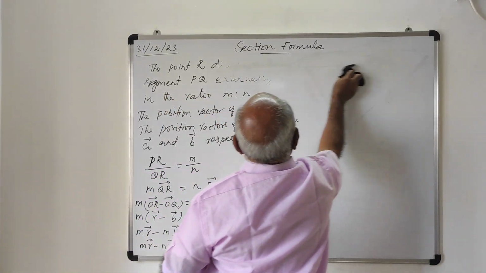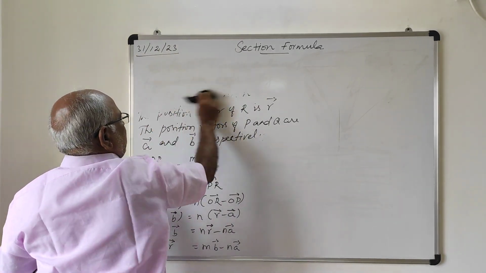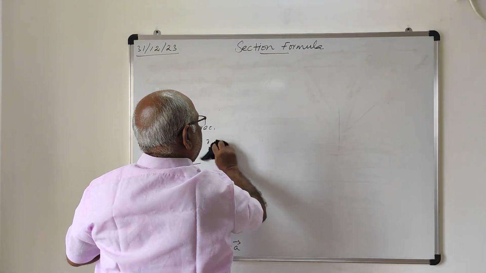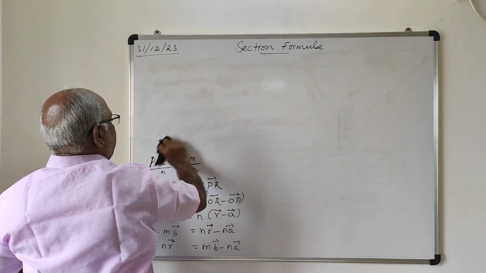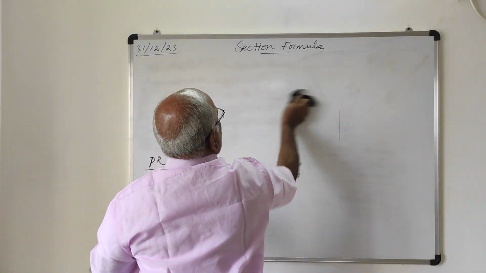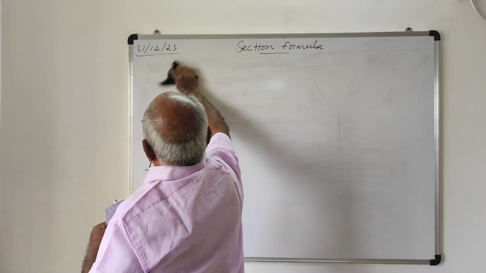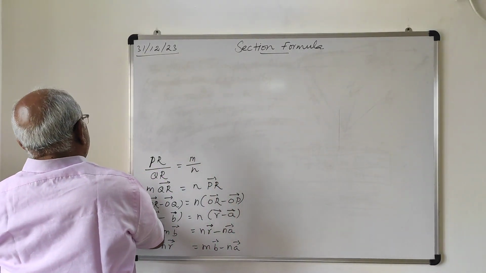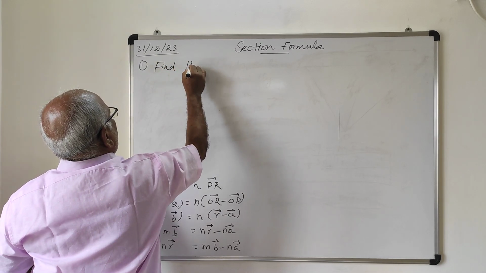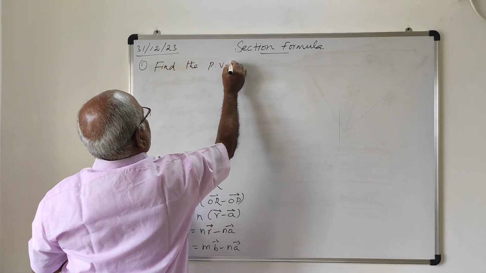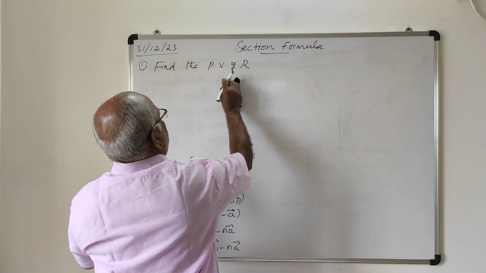Find the position vector of the point R, which divides the line segment joining the points P and Q in the ratio 2:1 internally or externally. That is the problem. So the problem is, find the position vector of R. PV means position vector.